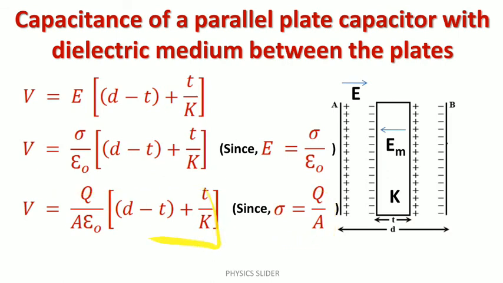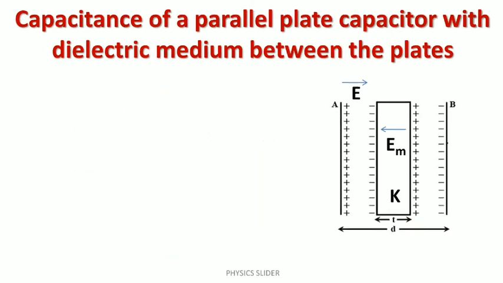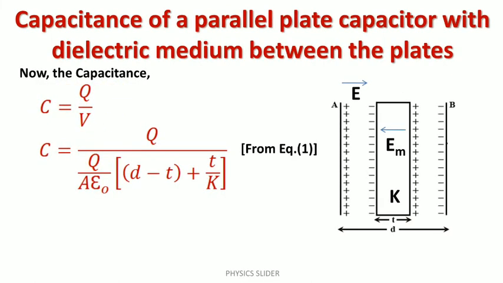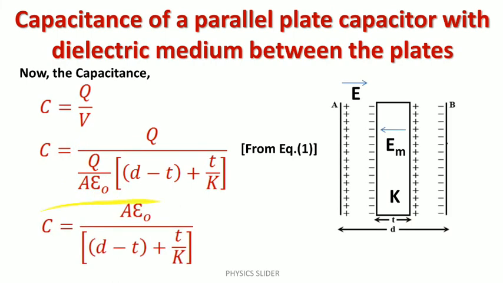Now we have the value of electric potential difference in case of the parallel plate capacitor. Now we will calculate the value of C, the capacitance. Take this as equation 1 and apply the formula for the capacitance. C is equal to Q upon V. We will put the value of V from equation 1, which is Q upon A epsilon naught into D minus T plus T upon K. This Q will be cancelled out by that Q, and this A epsilon naught will come to the numerator to give C is equal to A epsilon naught upon D minus T plus T upon K.